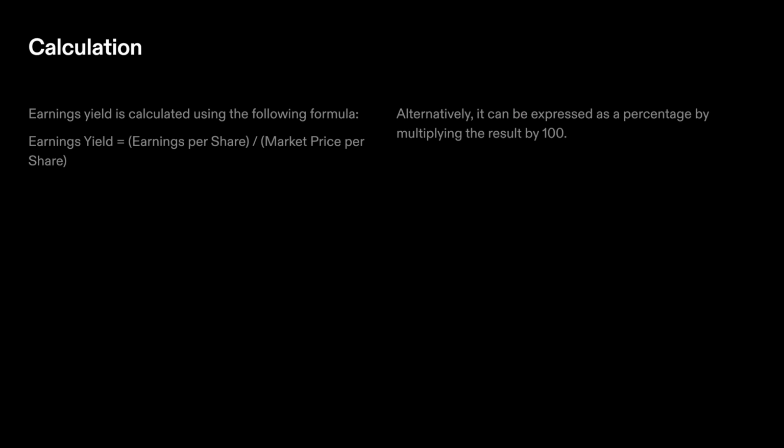1. Calculation. Earnings yield is calculated as follows: earnings yield equals earnings per share divided by market price per share. Alternatively, it can be expressed as a percentage by multiplying the result by 100.